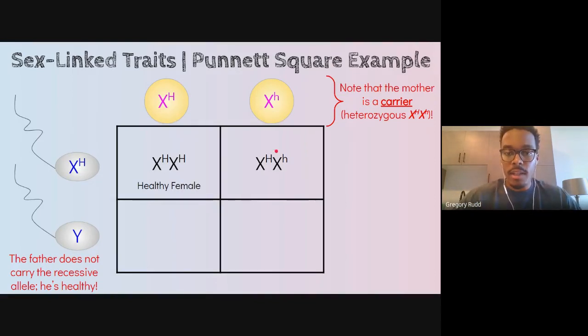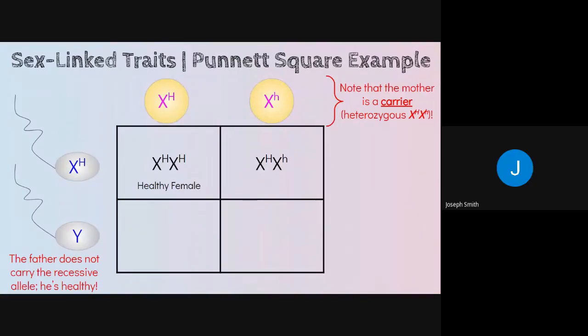If we look at their alleles, we know that the chromosomes are XX. That means that they are female. But look at these alleles, the H's. We've got one capital, meaning dominant, and one lowercase, meaning recessive. So what's the genotype here? I'm sorry, what's the phenotype here? Healthy, hemophiliac, or carrier?